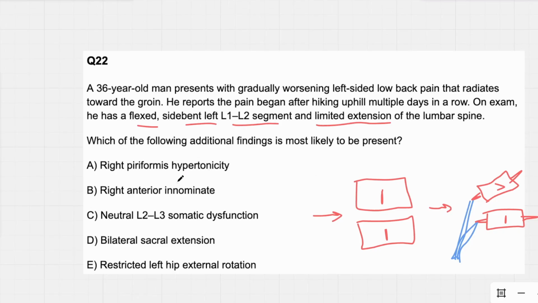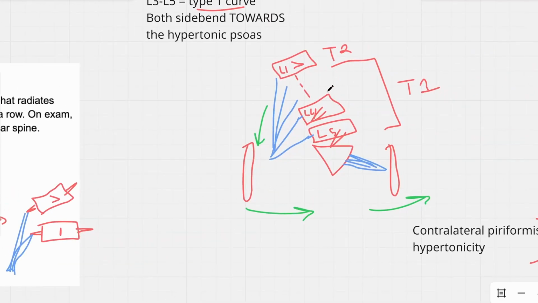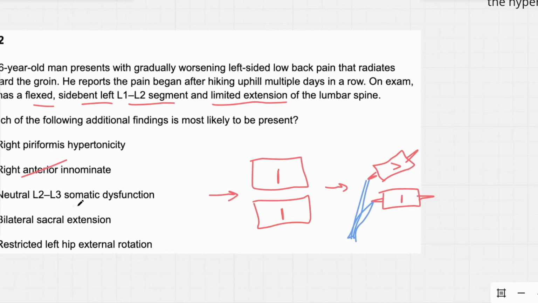So if we come back here, we can rule everything else out. I mean, there's no anterior innominate happening. Technically, C, I mean, you could argue that there is going to be a neutral somatic dysfunction here, but it's really going to be L3 through 5. It's kind of the whole lumbar spine.